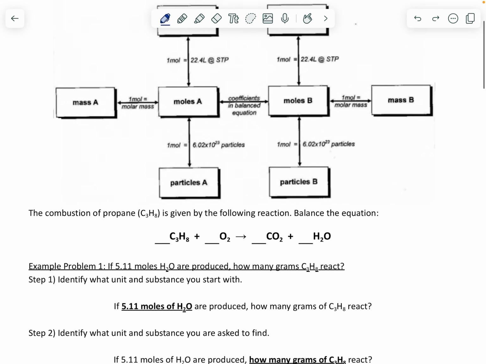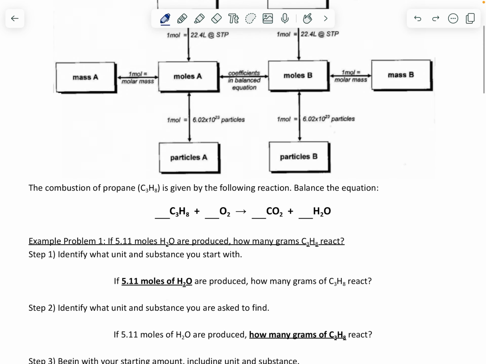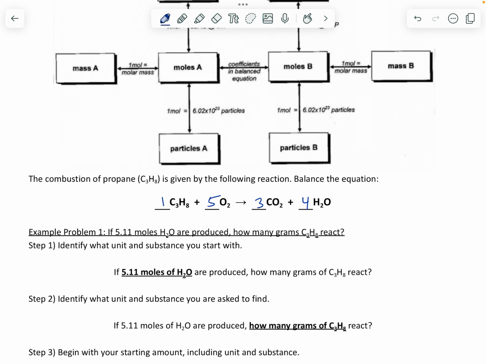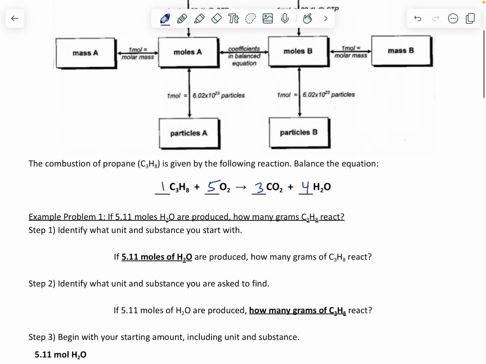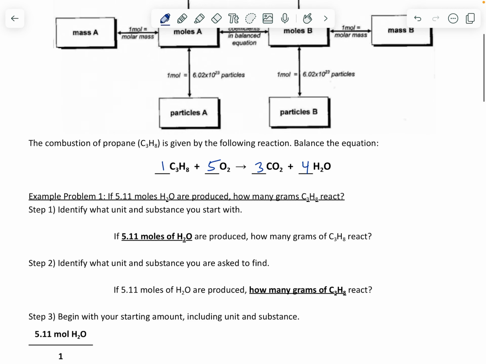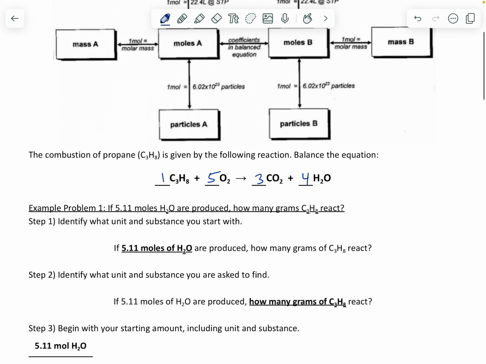So let's look at the chemical equation here for propane's combustion. We see we have a 4, and 6 plus 4 is that, so that's a 5. And then I'll do a 1 as a placeholder. Again, I usually don't include the 1, but just so that you visualize those coefficients. If you want to add it, you can. My example problem here: what if we had 5.11 moles of water produced? I want to know how much of that propane had reacted in order to produce that amount.